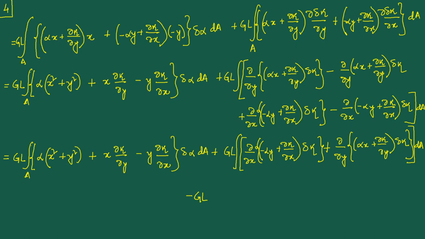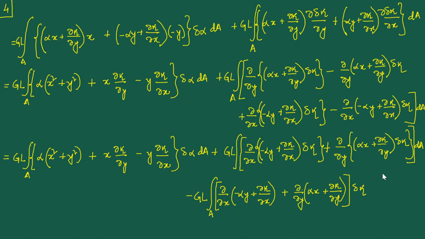Okay, so I take this minus and this minus out, so I'll be left with, let me just write that down. So ∂/∂x of minus alpha y plus ∂kappa/∂x, plus ∂/∂y of alpha x plus ∂kappa/∂y. So again, I have written this term first here and this term here second. Okay, and there is a delta kappa sitting outside, and this entire integration is with respect to A.